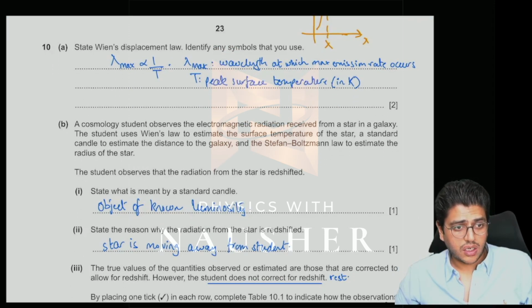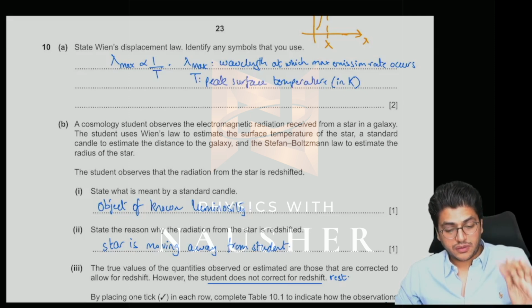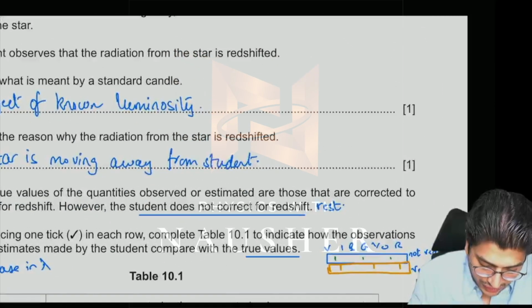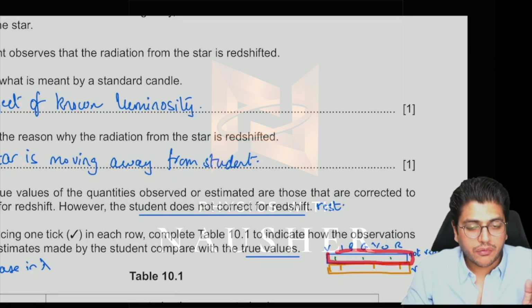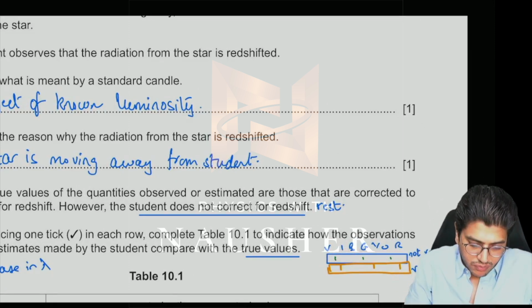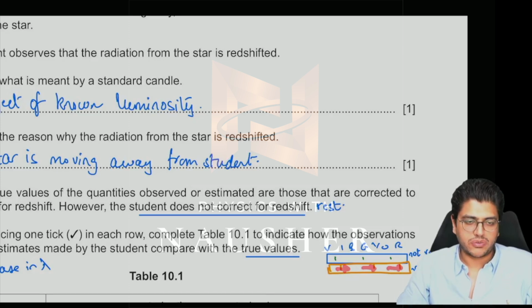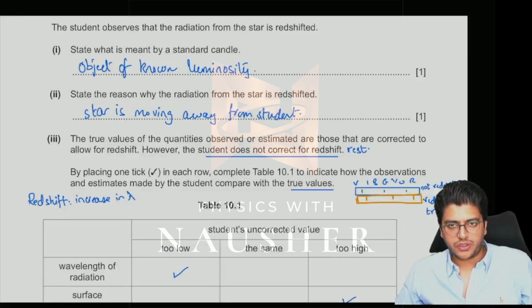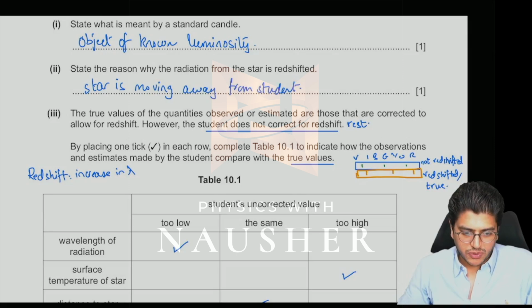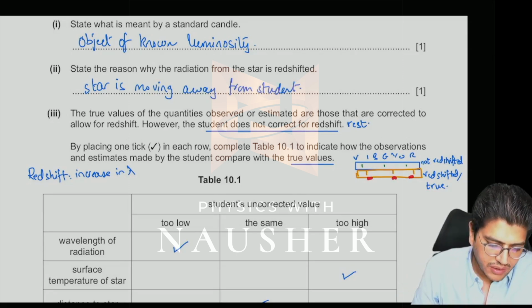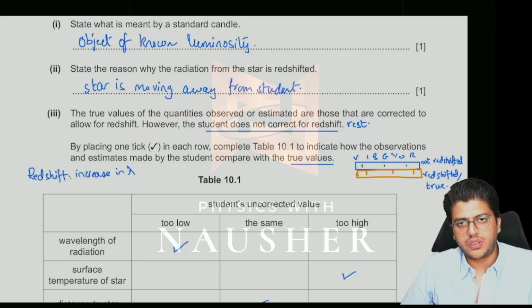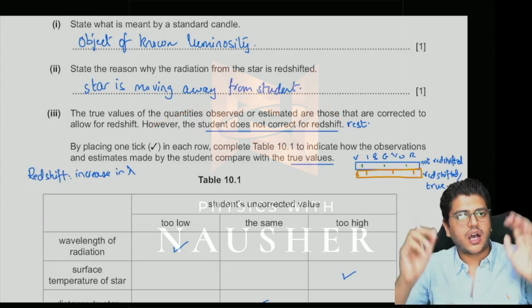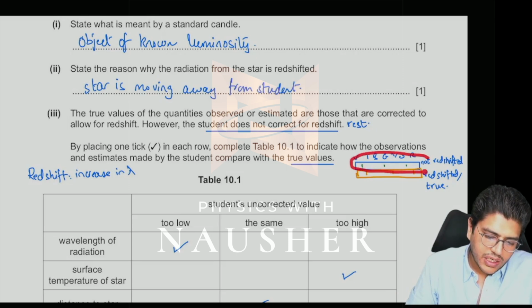And the true values of the quantities observed or estimated are those that are corrected to allow for redshift. Allow for redshift means that if this is your actual pattern, allowing for redshift means letting them move to the red end of the spectrum. So this is the line emission spectrum which you do in quantum theory. However, the student does not correct for redshift, which means he's not thinking that the star is moving away. So that means he is looking at this spectrum.